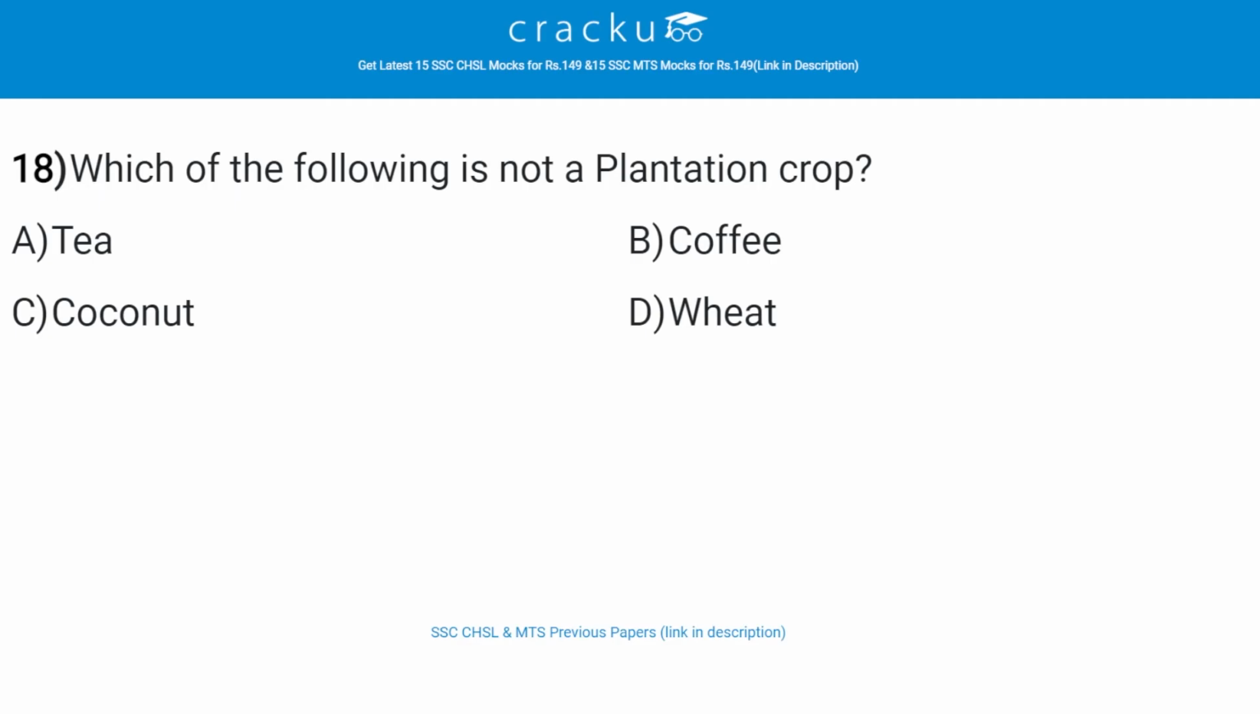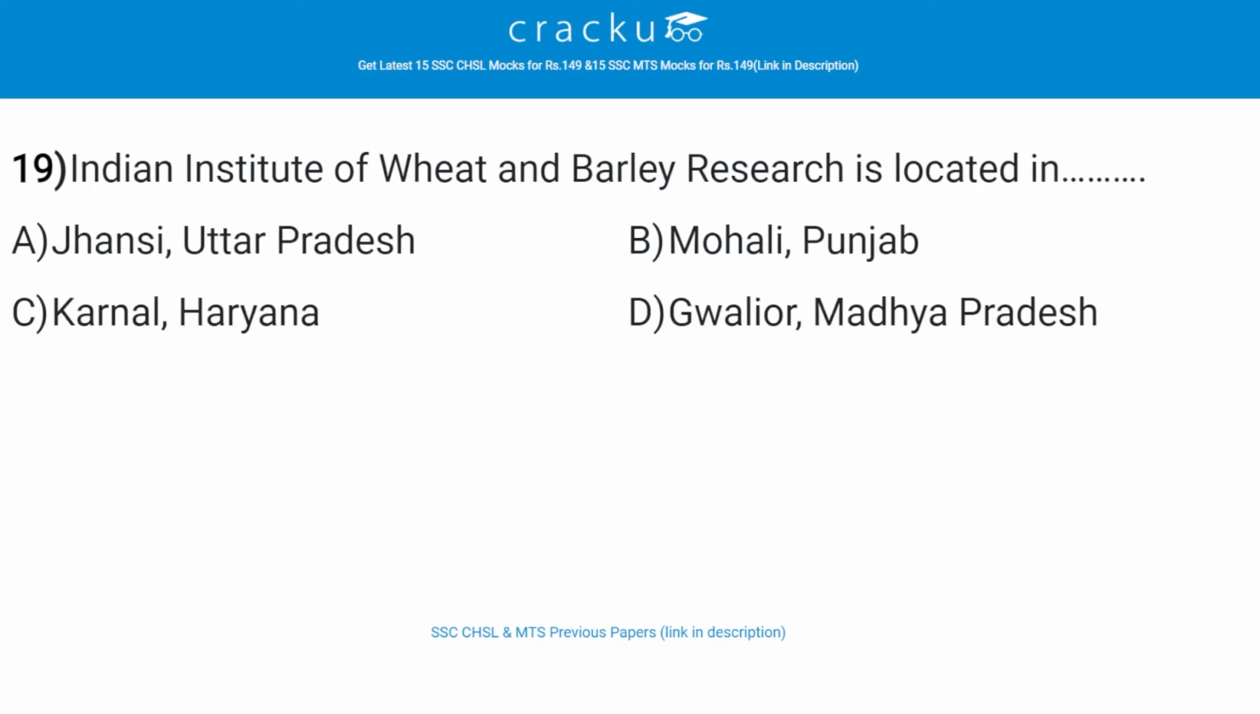Which of the following is not a plantation crop? The correct answer is D, that is wheat. So, wheat is not a plantation crop because plantation crops are usually grown for profits. Wheat is grown on a large scale of hectares worldwide, and wheat is used as a staple food and principal crop worldwide. Indian Institute of Wheat and Barley Research is located in dash. The correct answer is C, that is Karnal, Haryana.